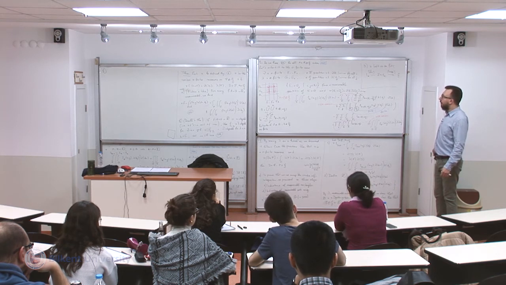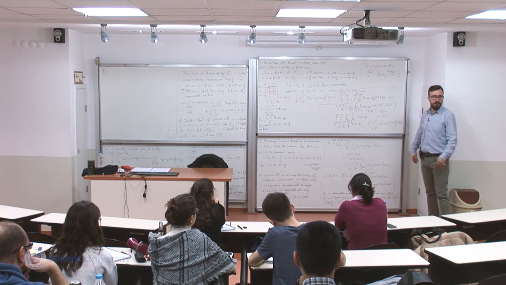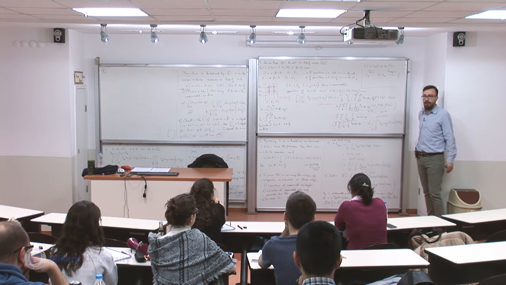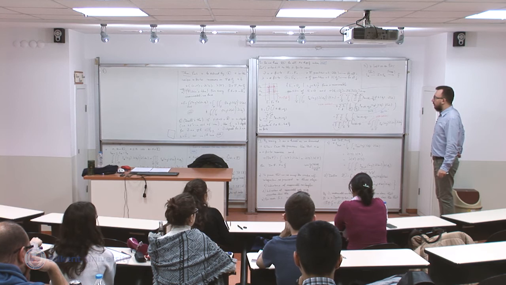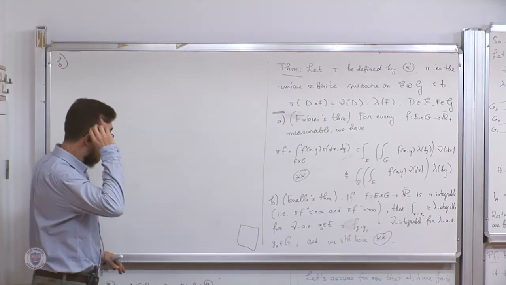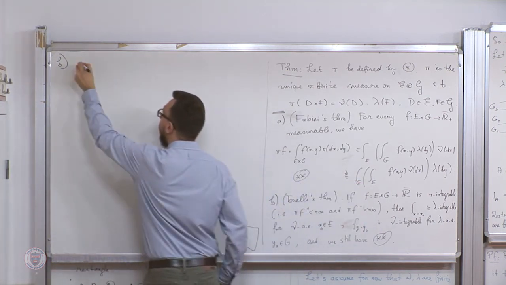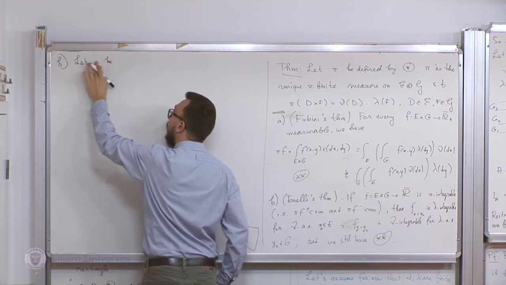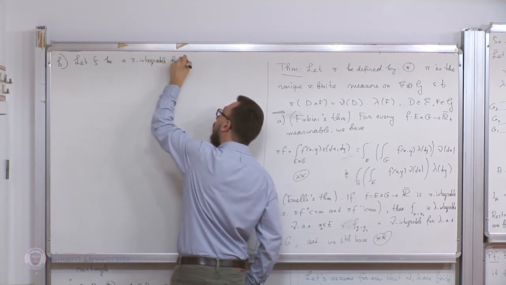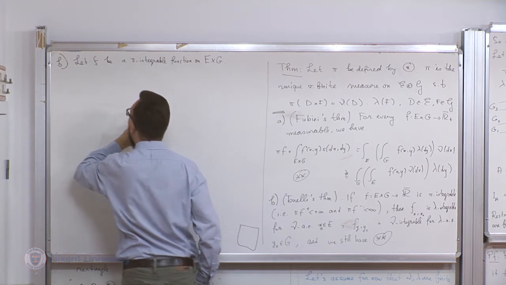It's still a technical proof, of course, but I think it is very instructive to go through this proof because of those details and the results that we use all the time, right? Okay, so let's finish this proof, and hopefully we're going to have some time for an application. So let's say f is a pi integrable function on E cross G. Well, what does this say?